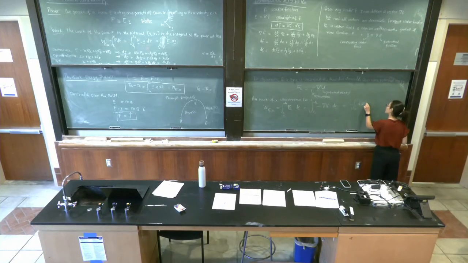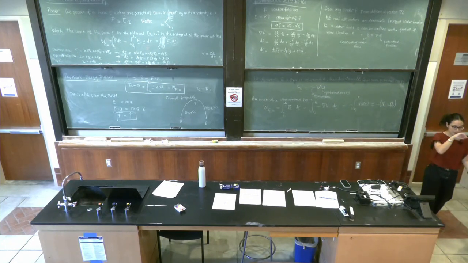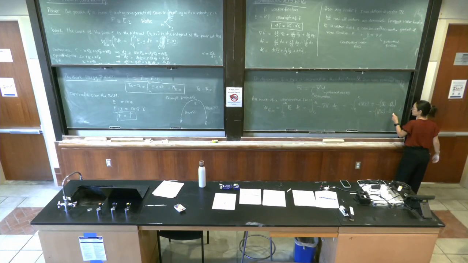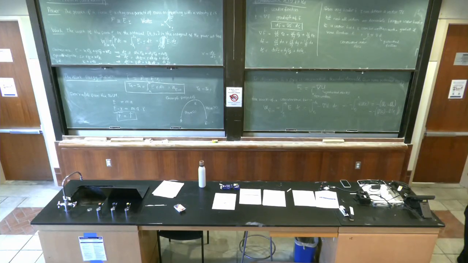Well, dU of r from R1 to R2. Okay? So this is just U2 minus U1, where U2 is evaluated at R2 and U1 is evaluated at R1. So then, yeah, U2 is evaluated at R2 and U1 is evaluated at R1. Okay? So what have we learned so far?